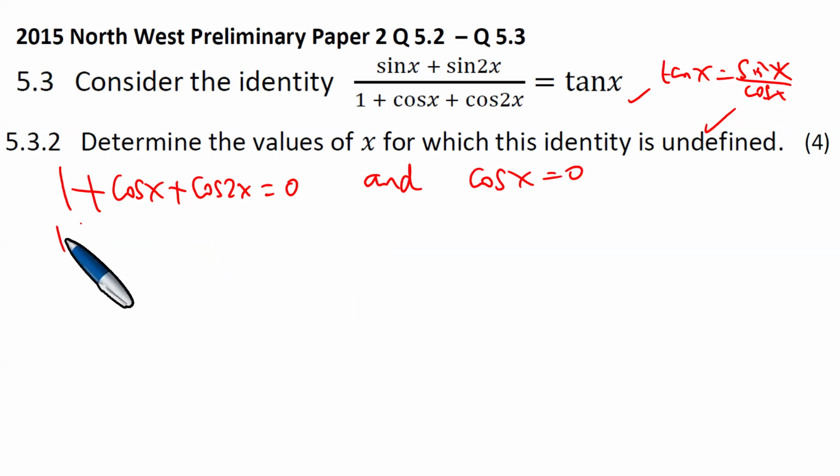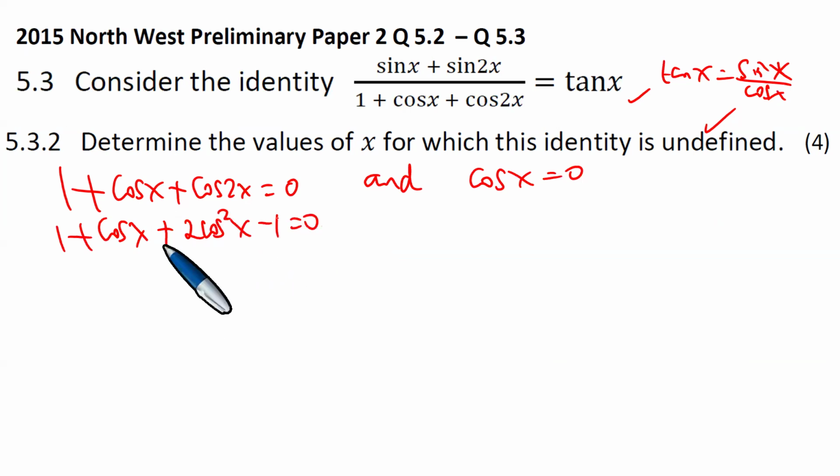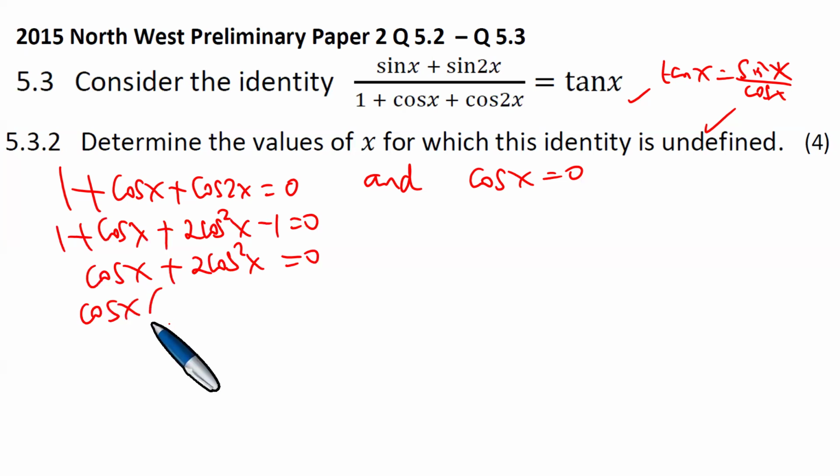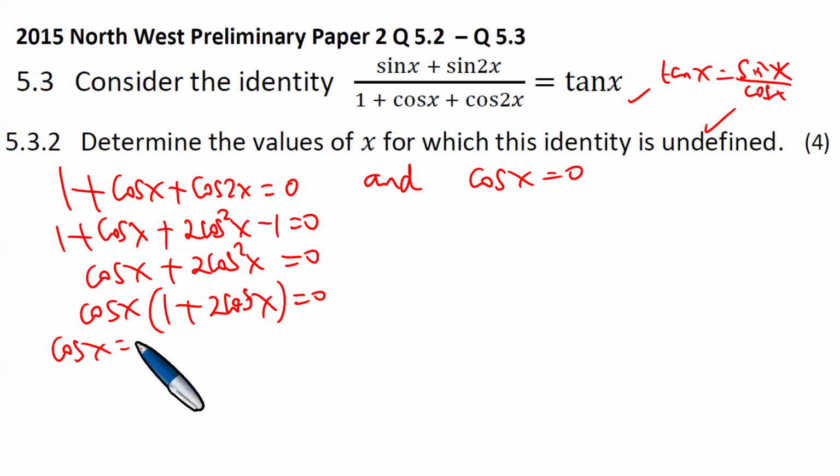Now to solve for x here, we have 1 plus cosine x plus, we use 2 cosine squared x minus 1 equals 0. This cancels. So cosine x times 2 cosine x, equals 0. Cosine x is a common factor: cosine x times (1 plus 2 cosine x) equals 0. Meaning cosine x equals 0 or cosine x equals minus 1/2.